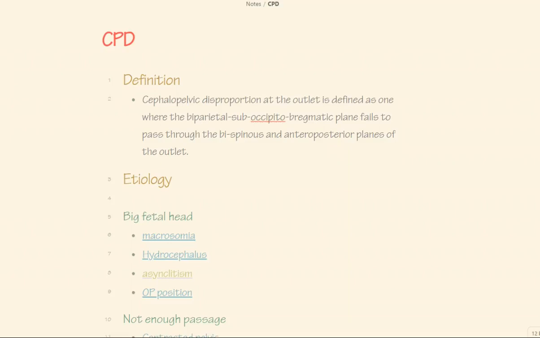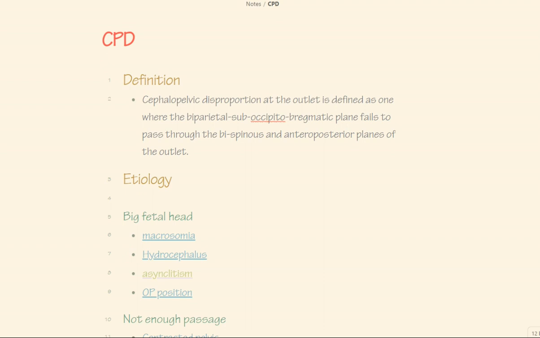Cephalopelvic disproportion. What is it? So if the baby's head fails to pass through the maternal pelvis, that is considered to be cephalopelvic disproportion.